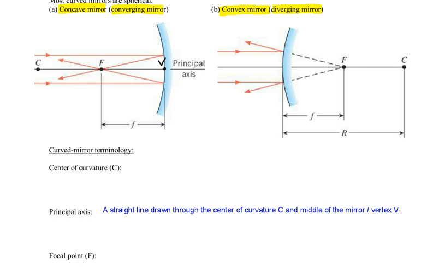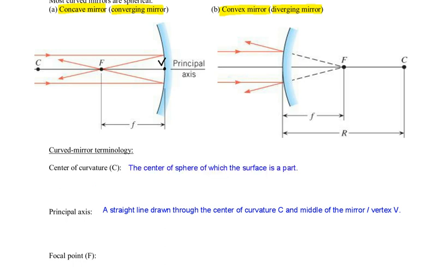And I suppose we should also define what C is. C is the center of curvature. It's the center of a sphere. So if you imagine you were to draw a big sphere around here, a big circle, C would be the center of that circle. So it's the center of the sphere which the surface is a part of.